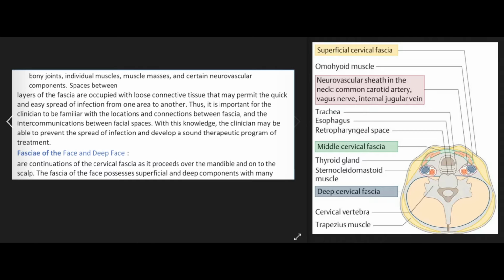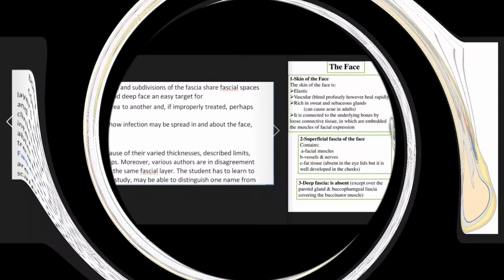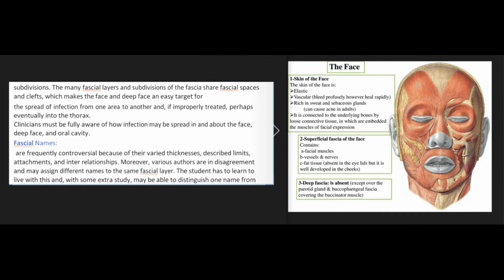Fasciae of the face and deep face are continuations of the cervical fascia as it proceeds over the mandible and onto the scalp. The fascia of the face possesses superficial and deep components with many subdivisions. The many facial layers and subdivisions of the fascia share facial spaces and clefts, which makes the face and deep face an easy target for the spread of infection from one area to another and, if improperly treated, perhaps eventually into the thorax.